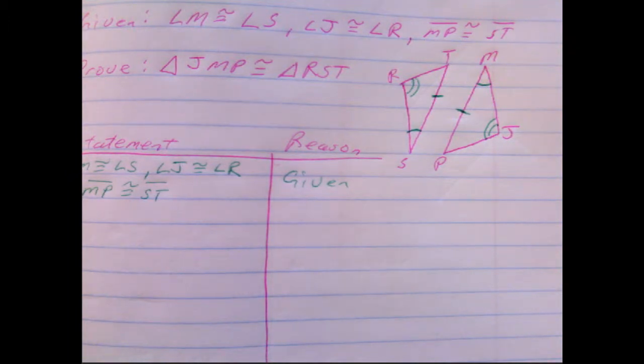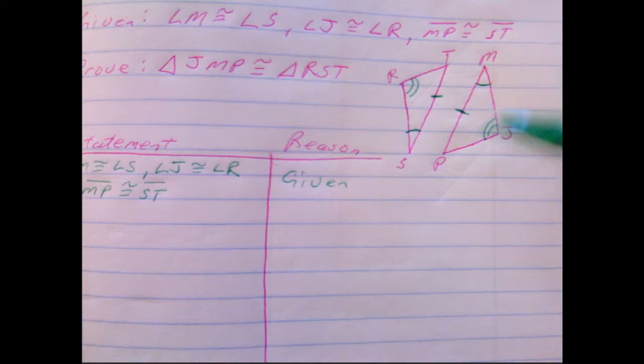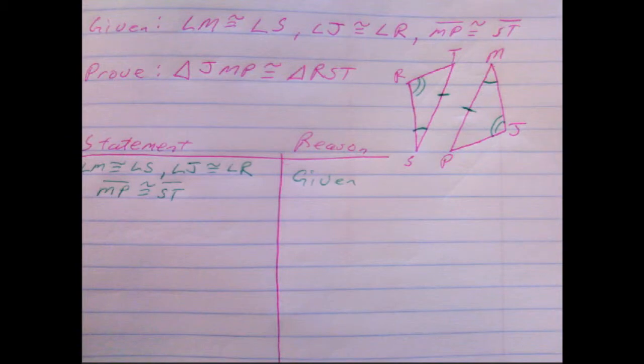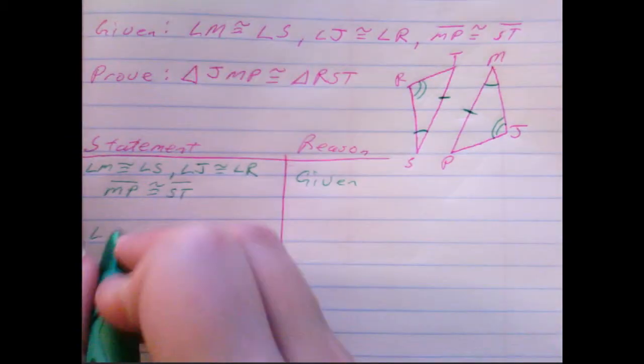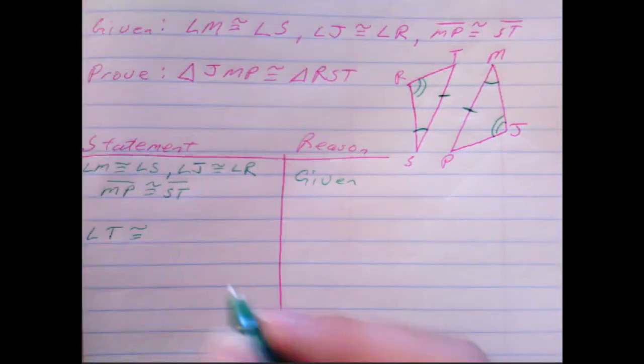So for this one, let's see here, we have here, attached there. So it looks to me like this one, we can do a couple different things here. I can see that angle T is going to be congruent to angle P.